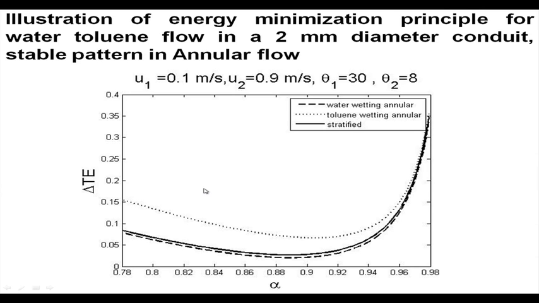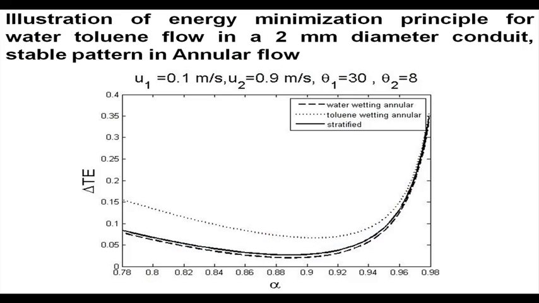And I would also like to mention that I have discussed this model assuming the tube to be hydrophilic. In other words, since we are going to validate it for toluene-water flow in a glass capillary, it is a hydrophilic tube. You can very well see that for this particular situation, the water-wetting annular flow is the most stable, and the toluene-wetting annular flow is much more unstable.